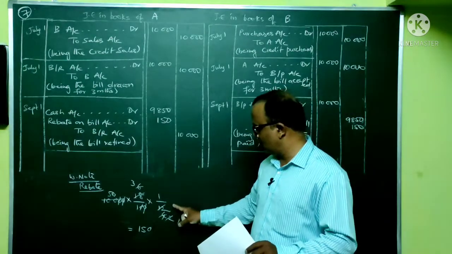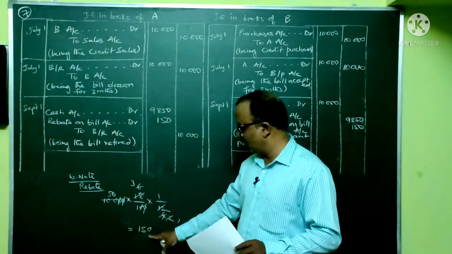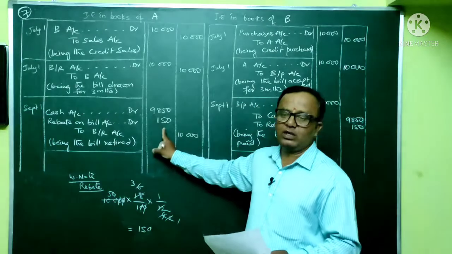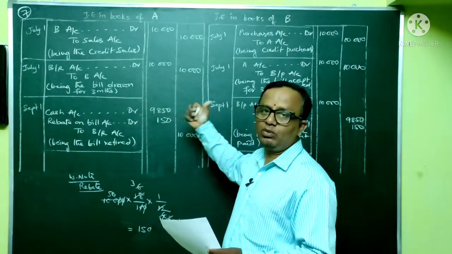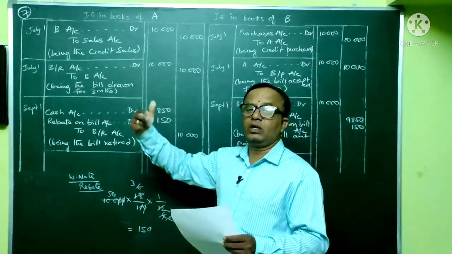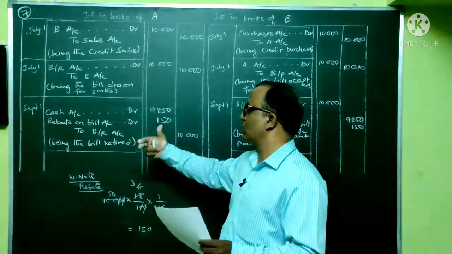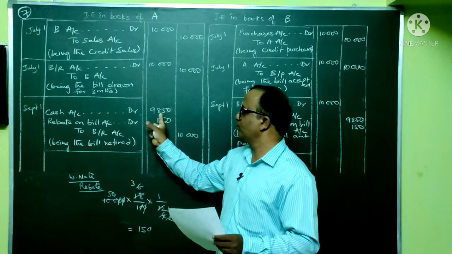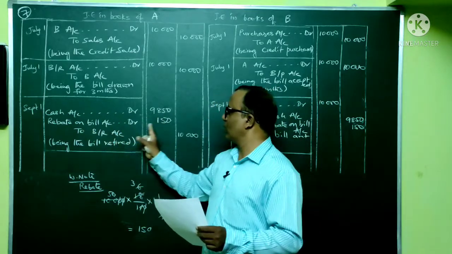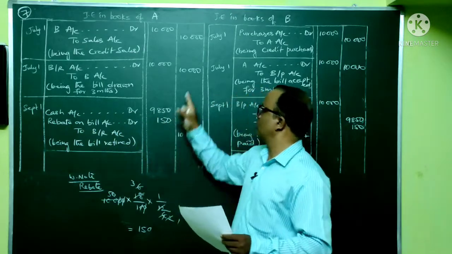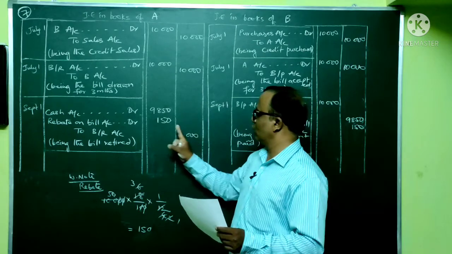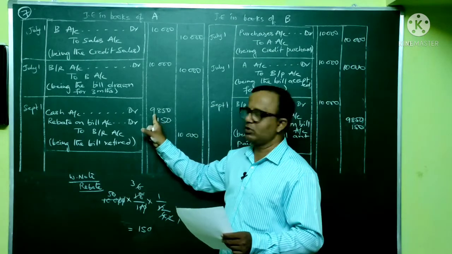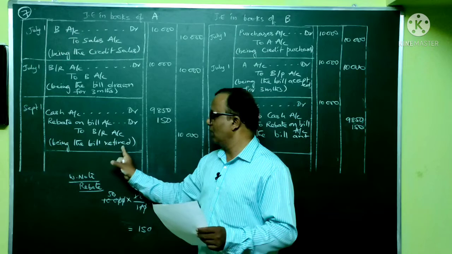So into 1 by 12 means here, if you strike it off, you will get 150 rupees. So 150 is the rebate which A has given to B because he has made the payment 1 month earlier than the due date. So at that time, in the books of A, he has received the money. So cash account debit, okay. Then rebate on bill account debit 150, to bills receivable. Bills receivable amount is 10,000. So 10,000 minus 150 is 9,850 rupees. He has received it. So being the bill retired.